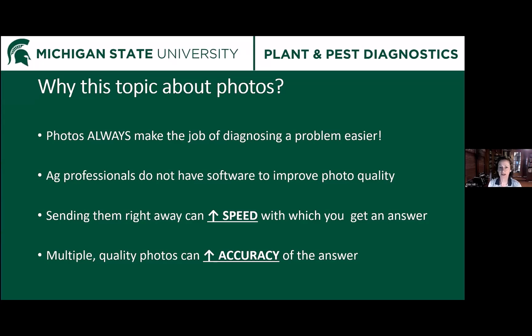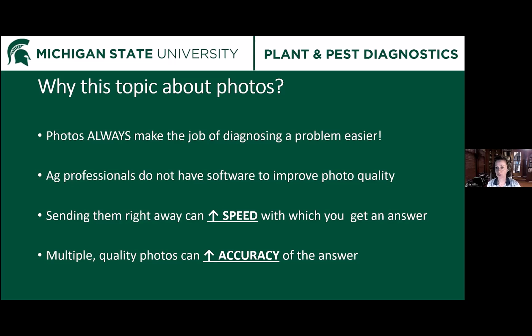So why photos? Photos always make the job of diagnosing a problem easier. They can never hurt the situation to have photos. Ag professionals, ourselves included, do not have software to improve the quality of your photos. So if it looks blurry on your phone, it's going to look blurry on my computer monitor as well.